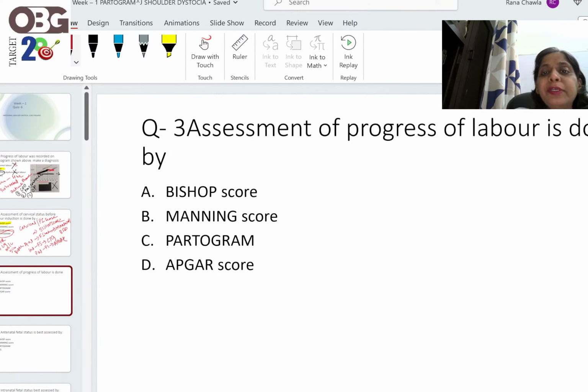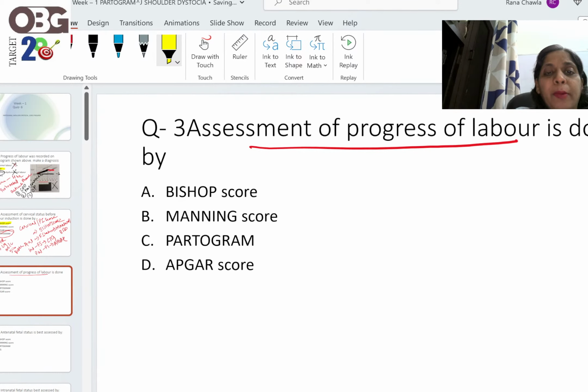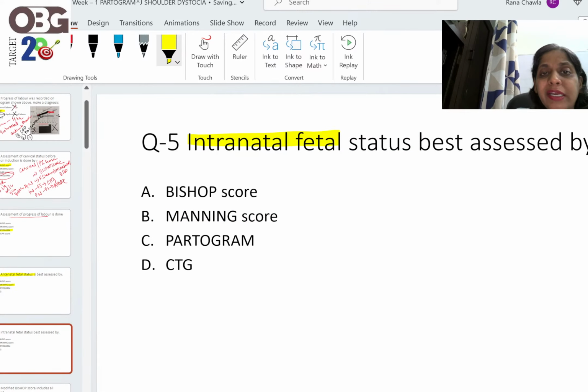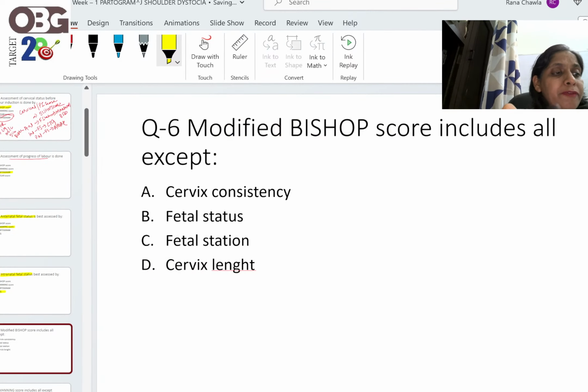Okay. Assessment of progress of labor is done by, write very fast, the partogram. Antenatal fetal status is given by the Manning score, already discussed. Intranatal fetal status is given by CTG. Modified Bishop score includes all except.